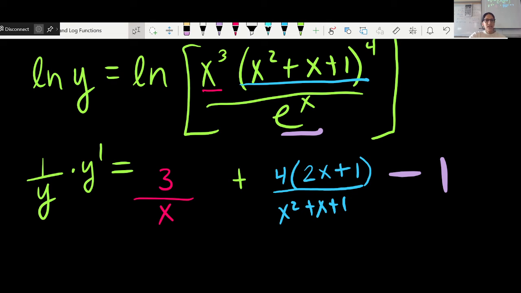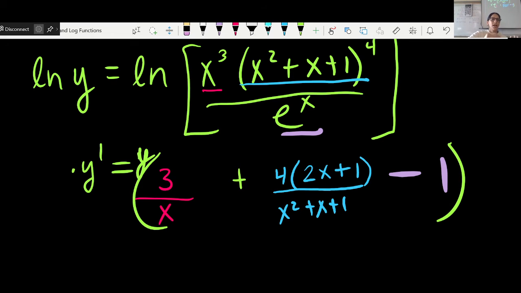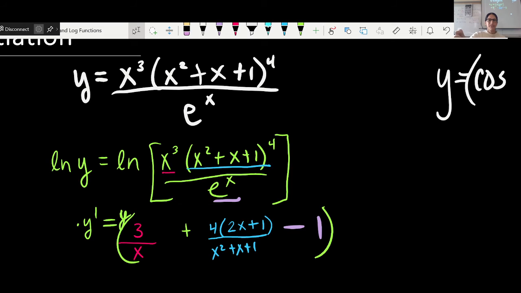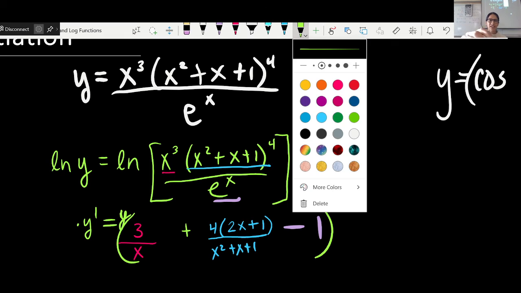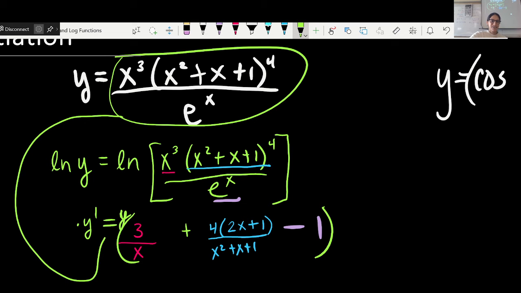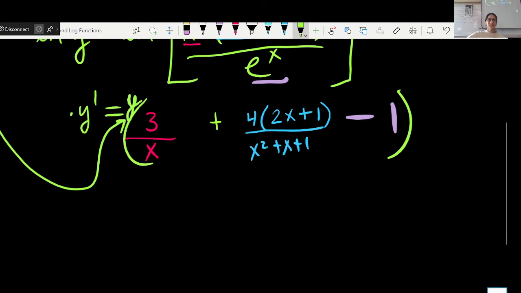What do I do next? Isolate the y prime. So you know how over here we had times 1 over y? Do you see I could just take the whole thing and multiply by y? And that isolates my y prime. And then, oh, you're going to like this. Guess what we get to do? Well, this is what y is all equal to. We're going to take that and plug it into there. Isn't that fun?